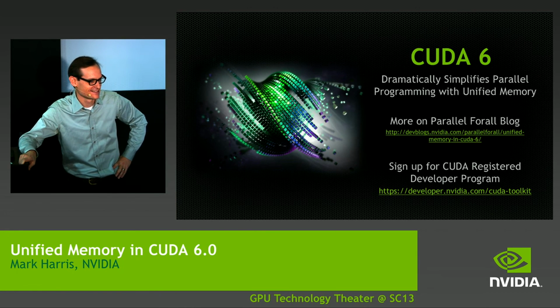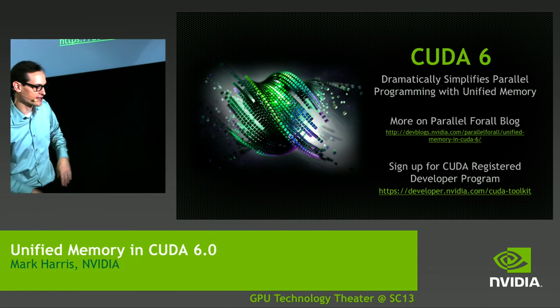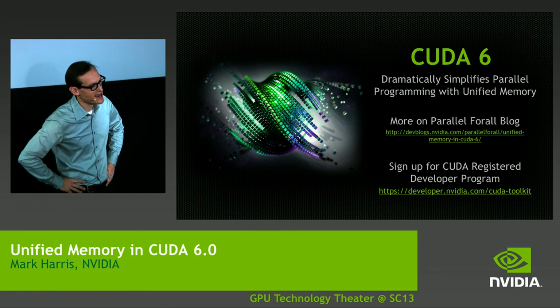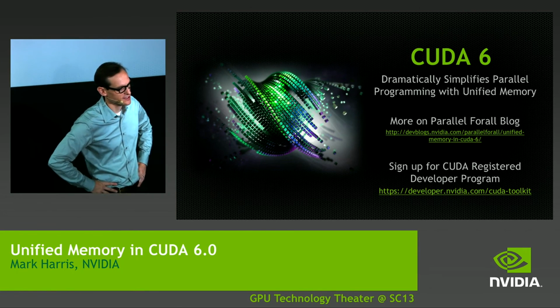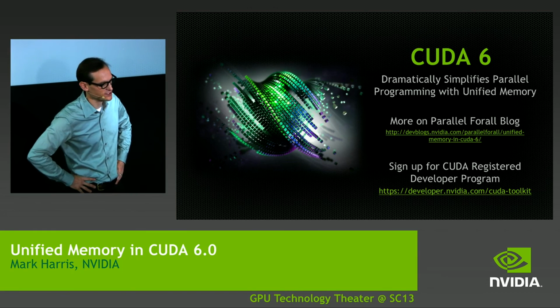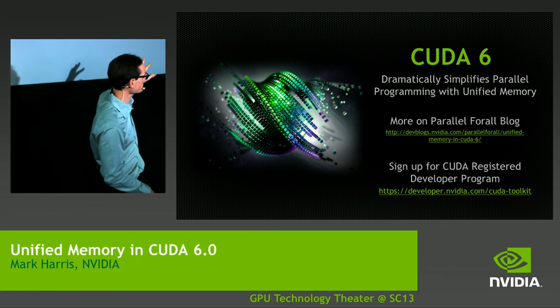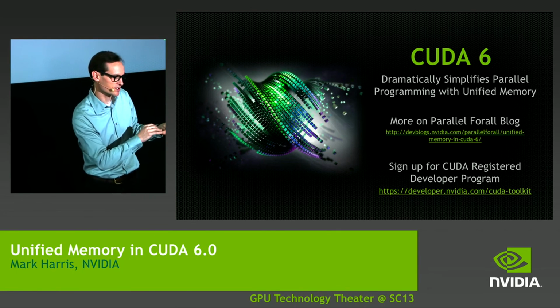I was wondering, can you synchronize on a specific unified or managed allocation? Well, let me see if I get this right. You can attach a managed allocation to a specific stream and then synchronize that stream. I think that would give you some fine-grained control over that. Yeah, there's an API that I didn't go into that allows you to associate an allocation with a stream.